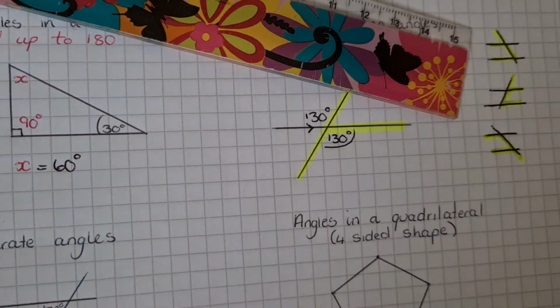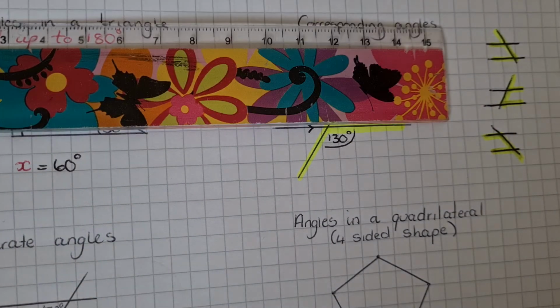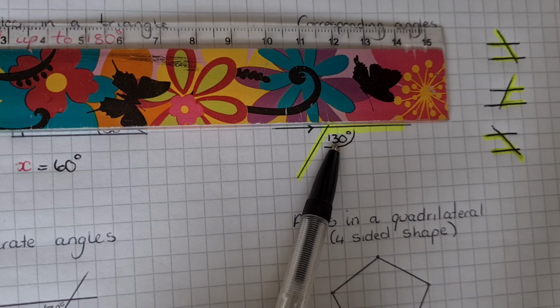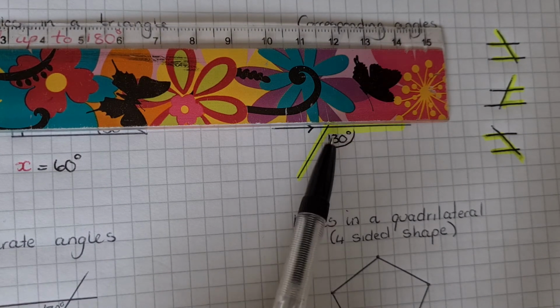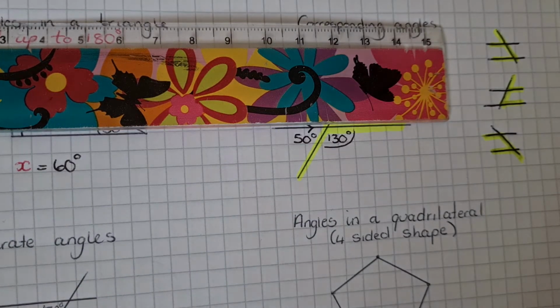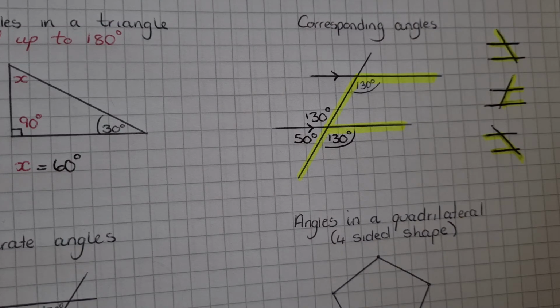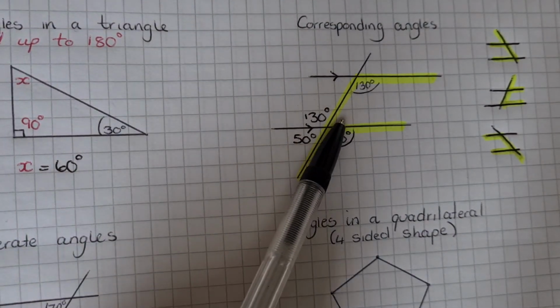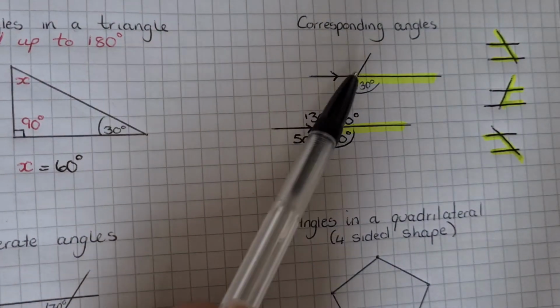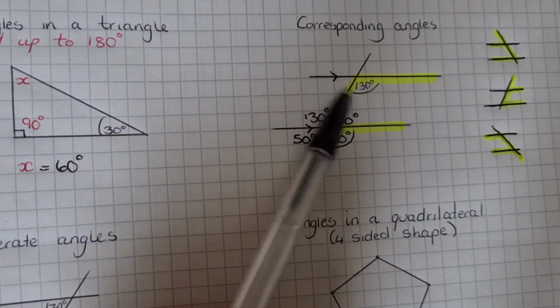And using our rule about straight lines, we've got a straight line down here. This side is 130, so if we do 180 take away 130, that will give us this angle here, which is 50 degrees. Then again, using vertically opposite angles, we can fill in this one, which will also be 50 degrees. And using the same methods, we could fill in all the angles up here.